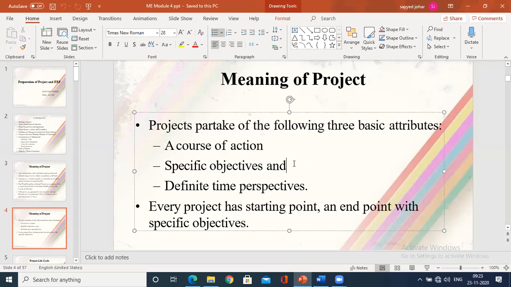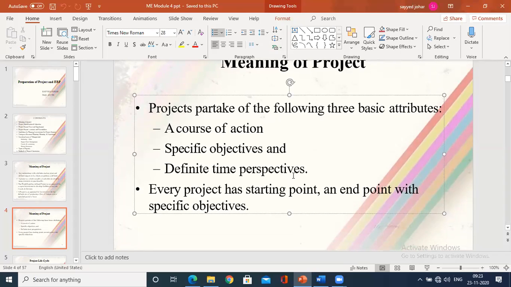And also, every project has a starting point and an end point with specific objectives, as I mentioned previously. So we have a starting point and we have an ending point. So ultimately, a project definitely has these three attributes. What are the three attributes of a project? It has some sort of course of action, specific objectives, and definite time perspectives. Okay.